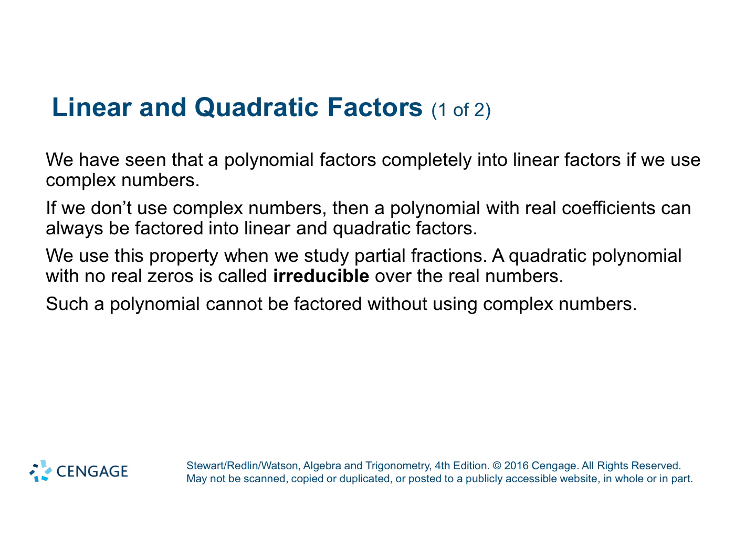We have seen that a polynomial factors completely into linear factors if we use complex numbers. If we don't use complex numbers, then a polynomial with real coefficients can always be factored into linear and quadratic factors. We use this property when we study partial fractions. A quadratic polynomial with no real zero is called irreducible over the real numbers. Such polynomials cannot be factored without using any complex numbers.